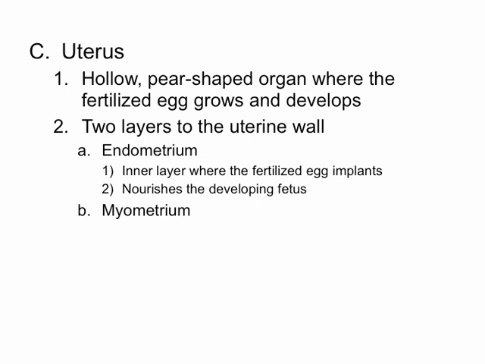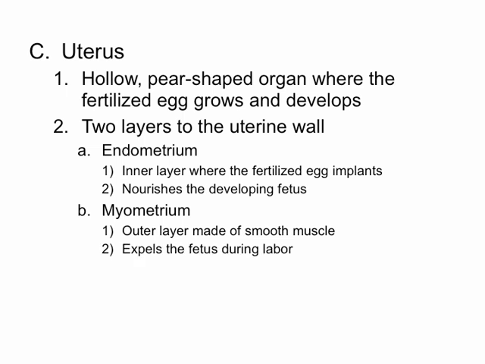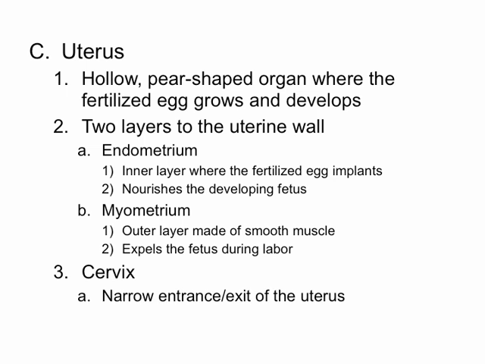The myometrium is the muscular layer of the uterus. It's an outer layer made up of smooth muscle, and its job is to expel the fetus during labor and delivery. The cervix is basically the entrance into the uterus. It's a narrow entrance or exit, I suppose, out of the uterus.